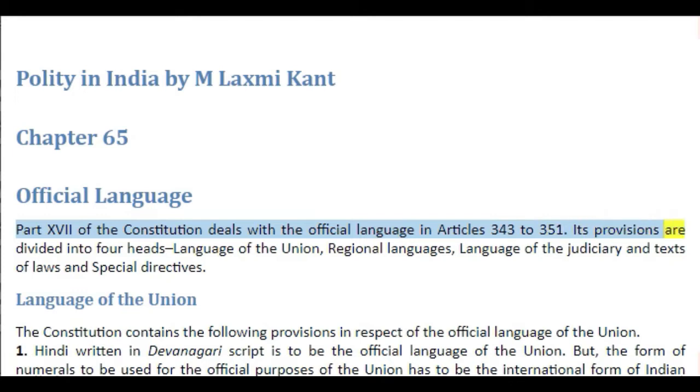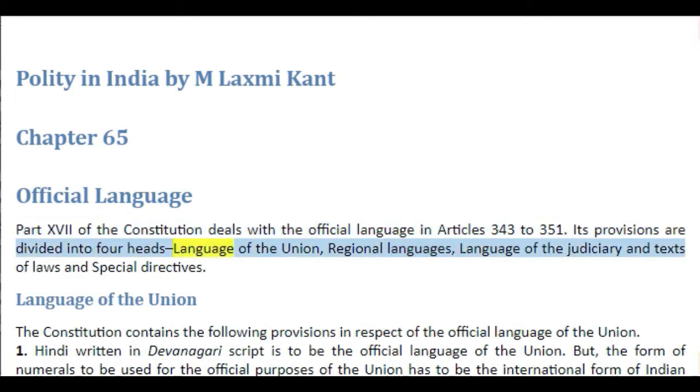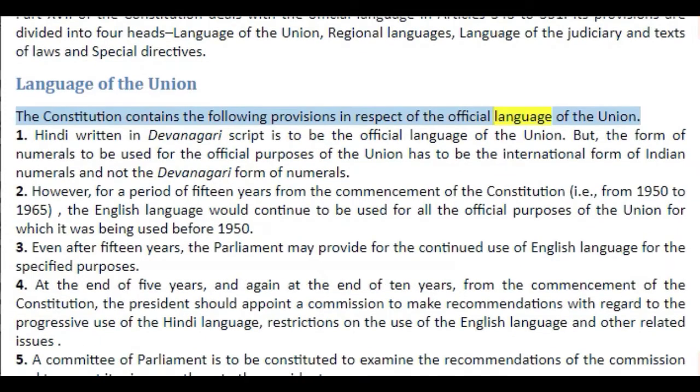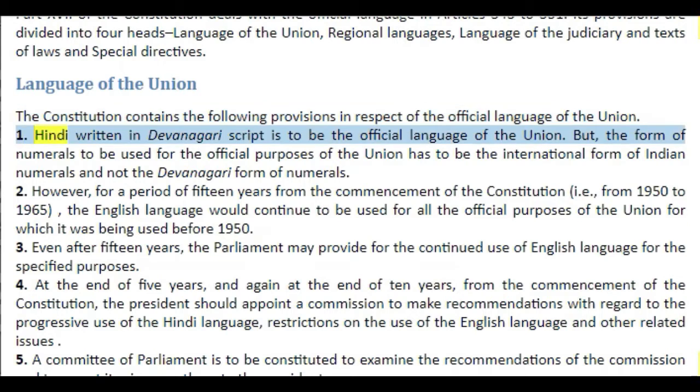Its provisions are divided into four heads: language of the Union, regional languages, language of the judiciary, and texts of laws and special directives. Language of the Union. The Constitution contains the following provisions in respect of the official language of the Union. 1. Hindi written in Devanagari script is to be the official language of the Union.